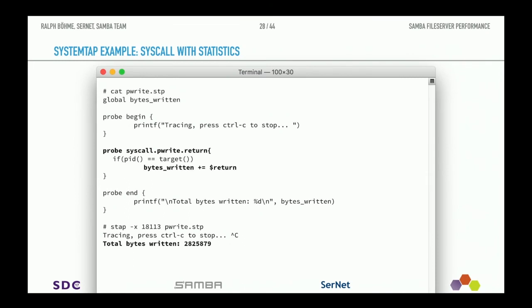The syntax for tracing a specific process by PID is a little bit strange. With stap, you use the dash x option and then the PID. And that requires this in the trace handler: if pid equals target. The target function here returns the value of the dash x. That's used to match up whether the probe handler that fired actually matches the PID that was requested on the command line.